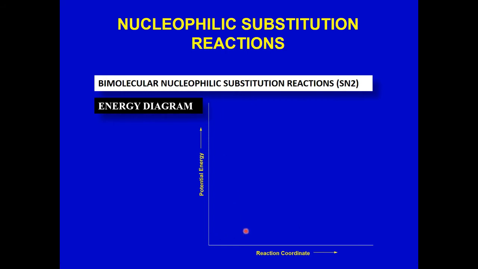So if you draw a graph between potential energy and the reaction coordinates, we start with both the reactants, the alkyl halide and the nucleophile, having lower potential energy. As soon as they start reacting with each other, the nucleophile starts forming a bond with the R group and the halogen starts to move away, breaking this bond with the R group.